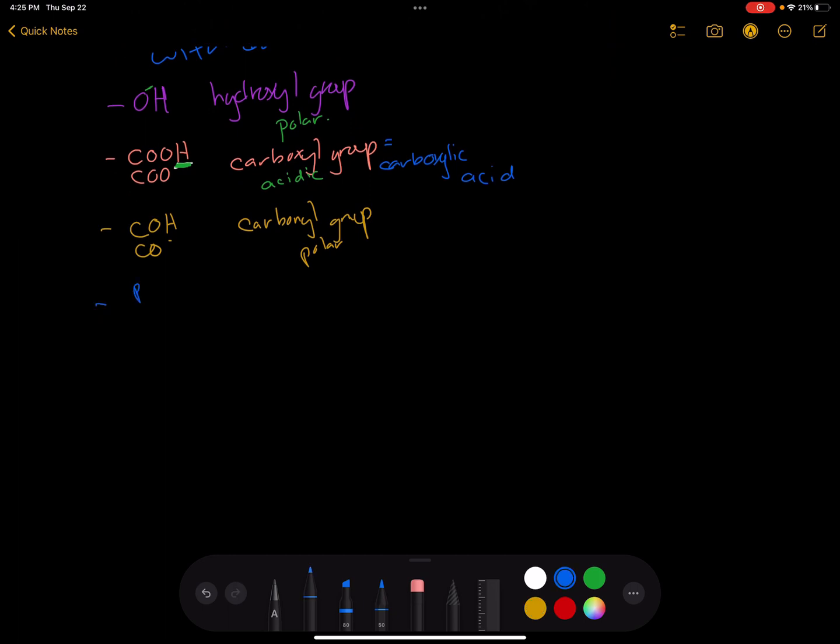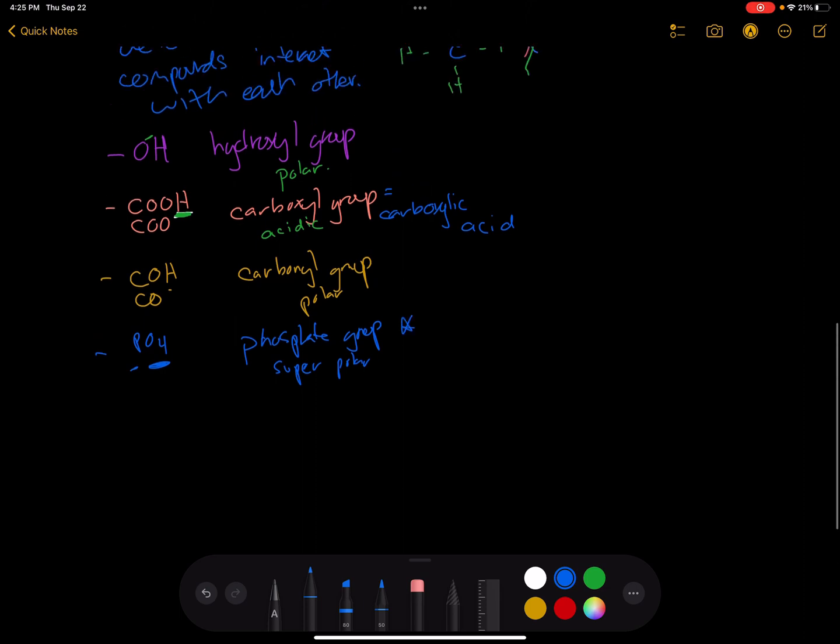All right, let's move on to our next one. Let's do, how about PO4? Now, PO4, I think we've seen this, is a phosphate group. Phosphate groups are super polar, because I have 4 oxygens, which are super electronegative, around a phosphorus, which is also really negative. We talk a lot about phosphate groups after this, during the whole semester. So I have hydroxyl, carboxyl, carbonyl, phosphate.